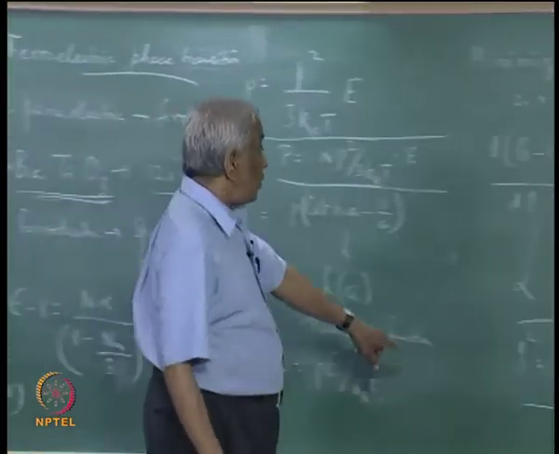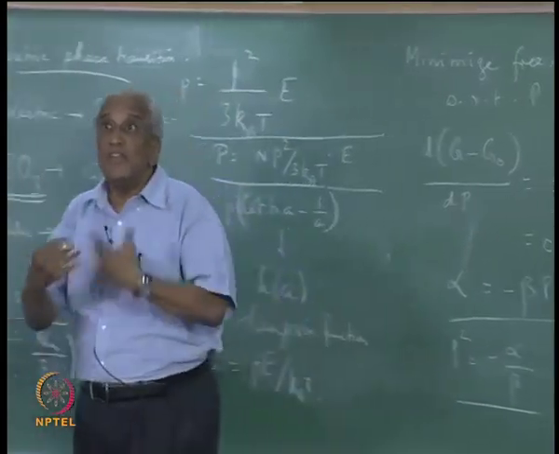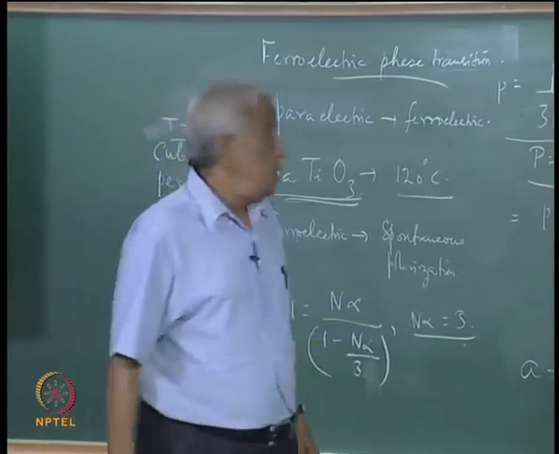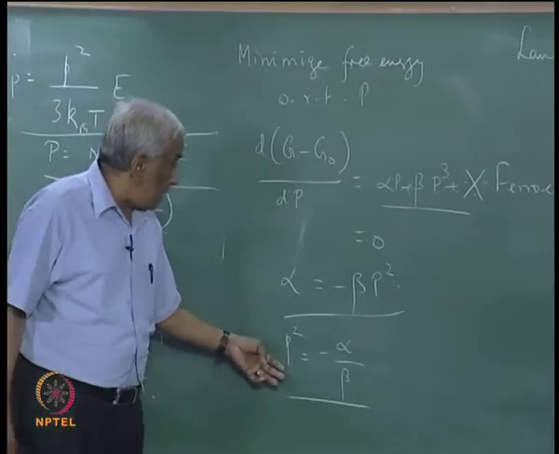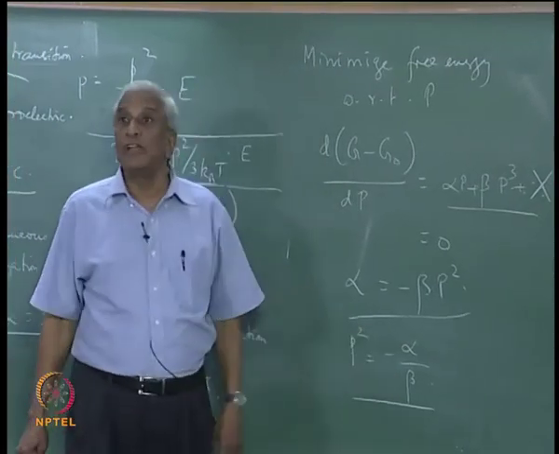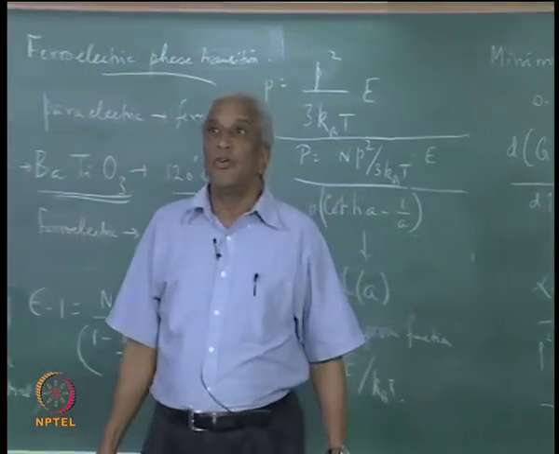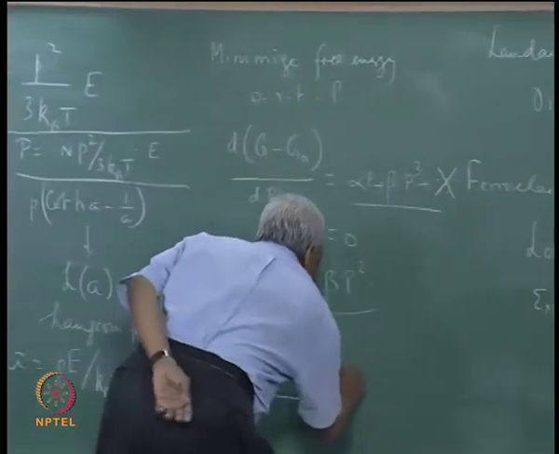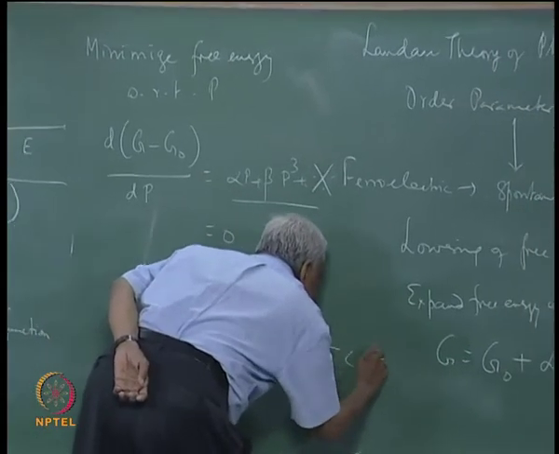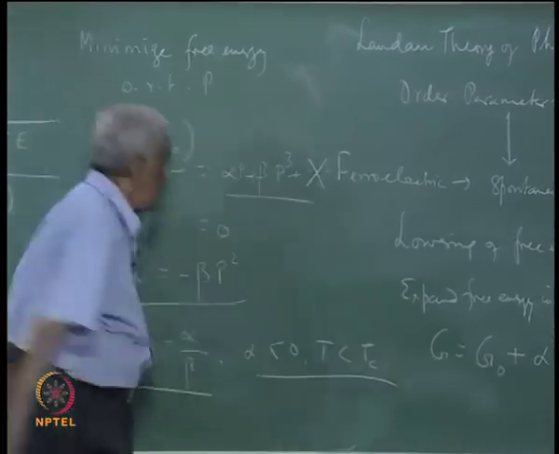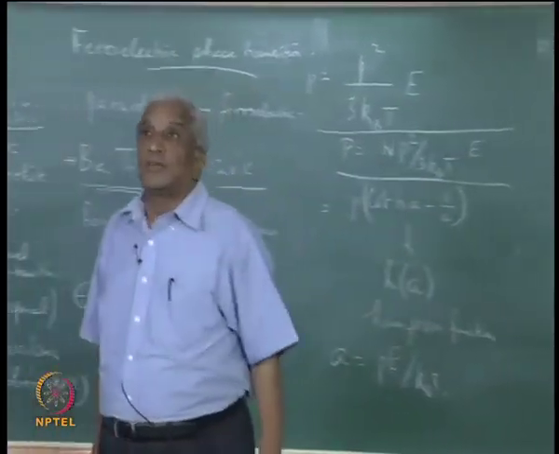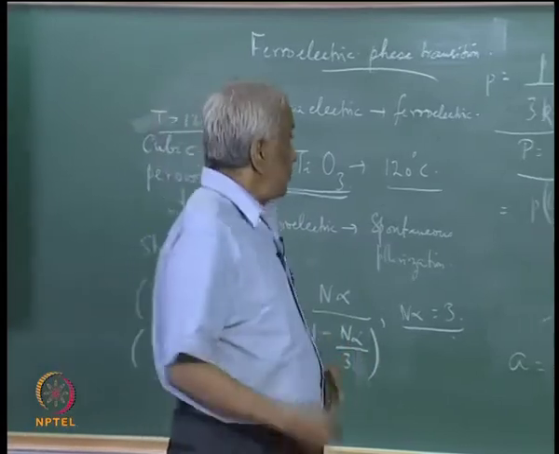So, this is the order parameter. We expect it to be 0 above T c and non-zero below T c. So, in order that this should happen and P will be real, P square should be a positive definite quantity. Therefore, we take alpha to be less than 0 for T less than T c. Alpha is negative, so that minus alpha by beta is positive when beta is also positive.